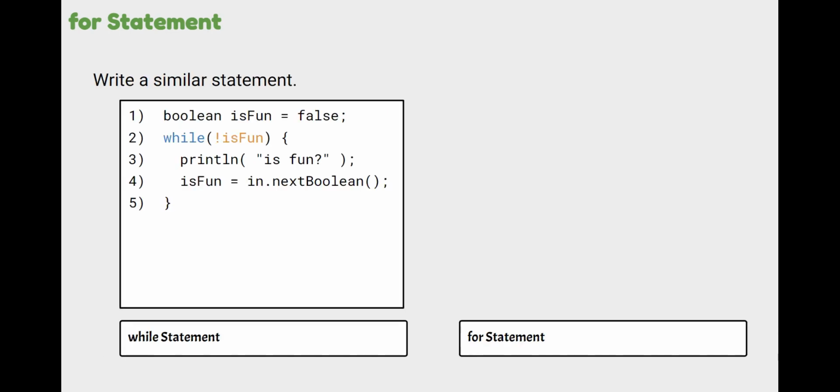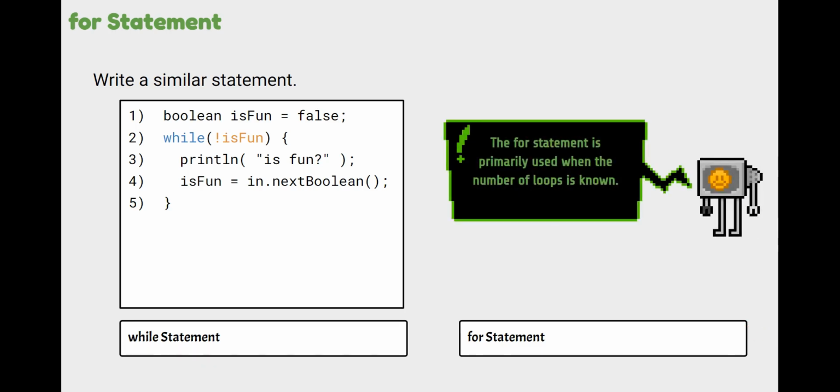We have a while statement on the left. We don't know how many times this while statement is going to run. It depends on how many times it takes the user to enter in the correct response. If we try to write that as an equivalent for statement, that's going to be a little bit tricky because the for statement is primarily used when the number of loops is known. It is a compact way of having those 3 parts in your loop. And the while statement works better when we don't know how many times we are going to loop.